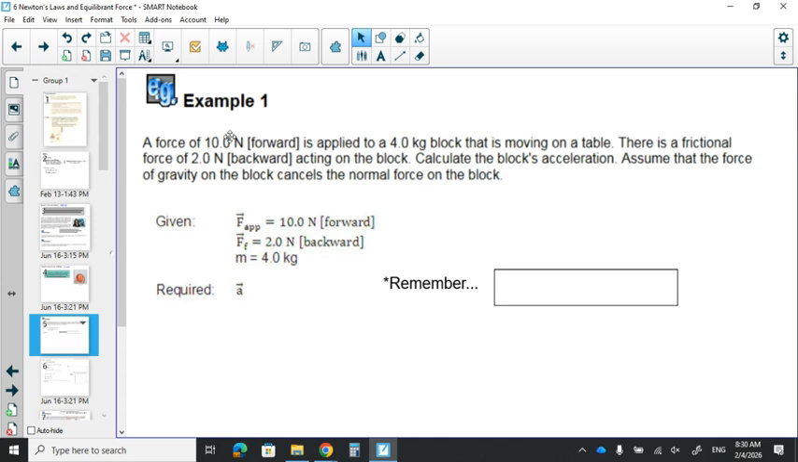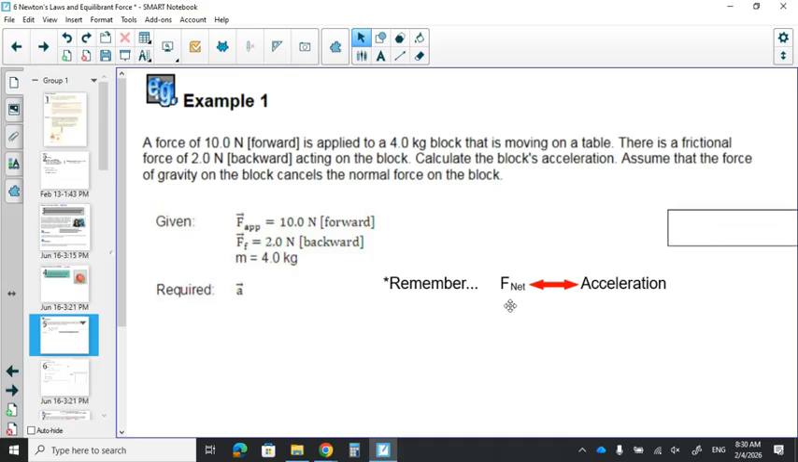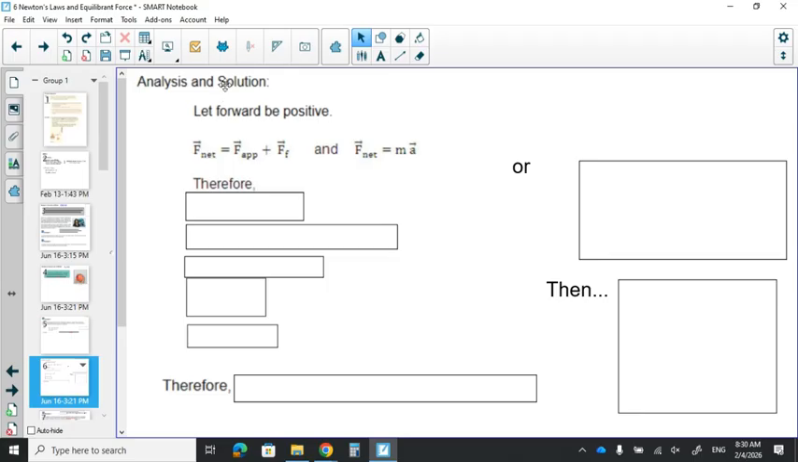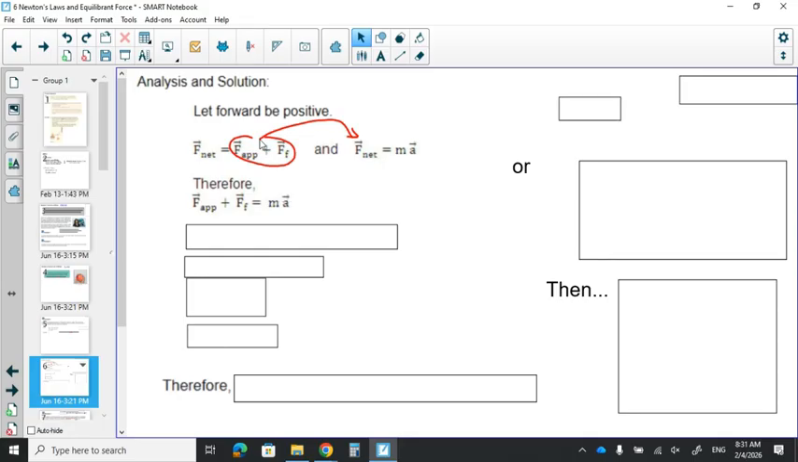You have a force of 10 newtons forward applied to a 4 kilogram block on a table. There's a frictional force of 2 newtons backwards acting on the block. Let's calculate the acceleration. The key is, of course, we can figure out the net force first and then determine the acceleration. For the analysis and solution, we know that net force is all the forces added up, and we know that net force equals ma. So if we put the applied force plus the friction force in as F net, we end up with this new version of things put together.